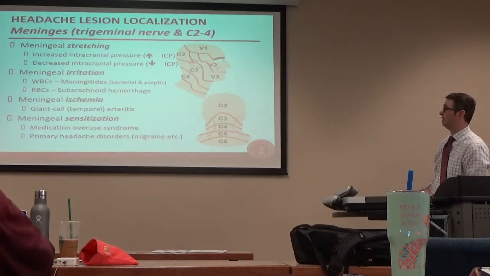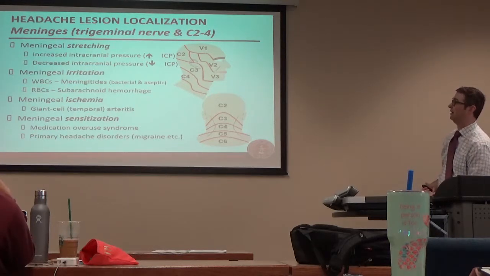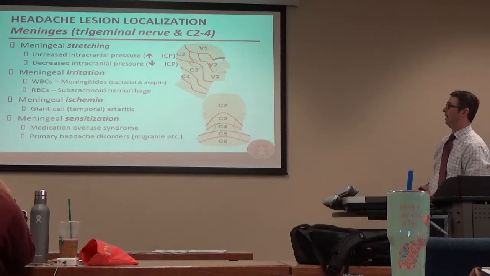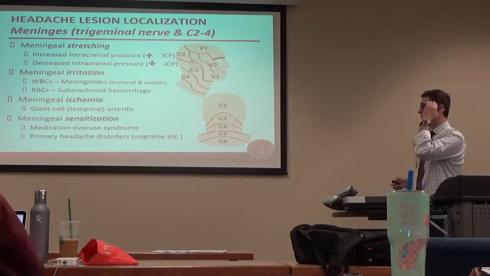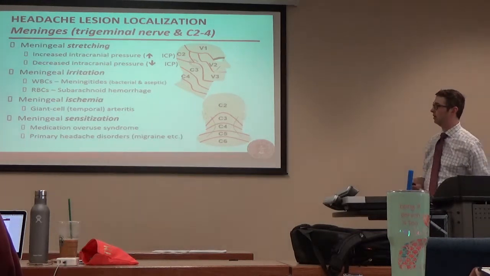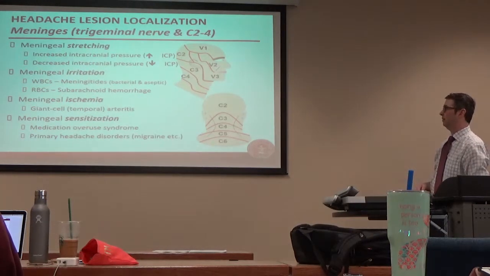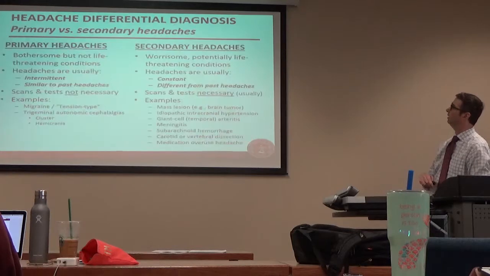And some of the time with our transfers in from other facilities, that's how subarachnoid is actually diagnosed: they were going down the meningitis pathway, they got an LP, and then a plethora of red blood cells. We do a cerebral angiogram and find an aneurysm. Then meningeal ischemia, such as temporal arteritis, and then meningeal sensitization. There's a syndrome called medication-overuse. Folks that have migraines can have rebound headaches, and then primary headache disorders.